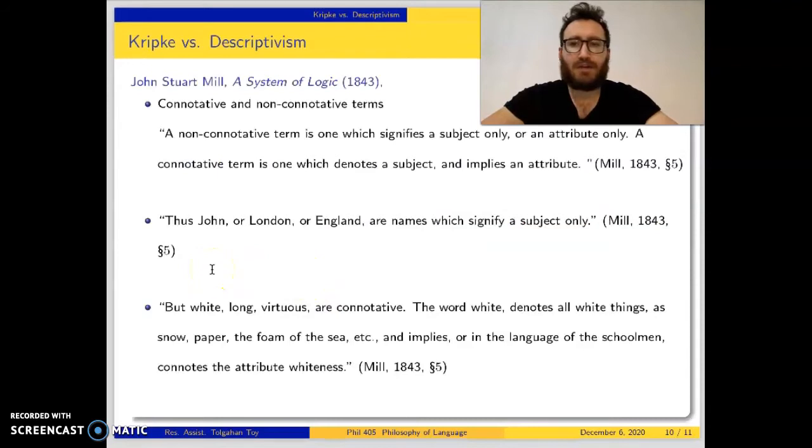Proper names like John, London, or England are non-connotative terms. They are names which signify a subject only, so they have only a denotation. They do not have any connotation.